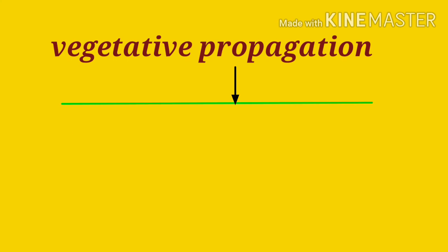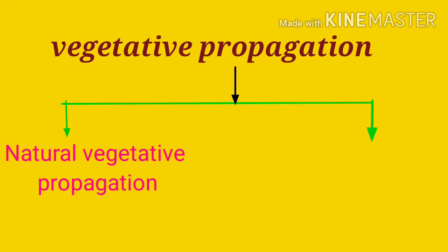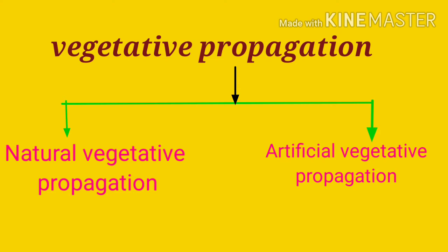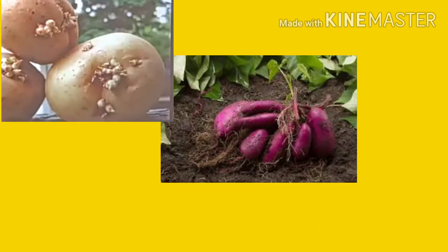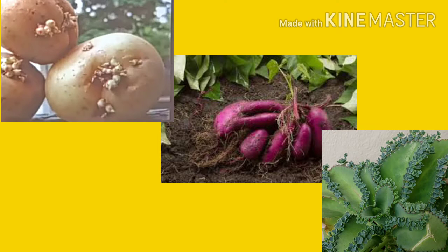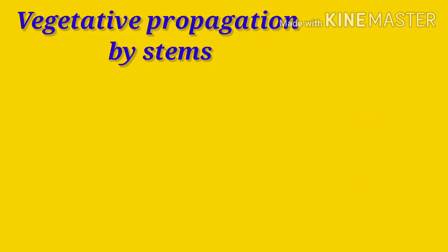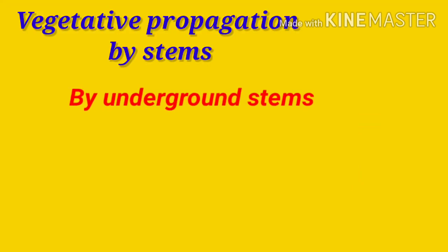Vegetative propagation is of two types, natural and artificial. So let us see the natural vegetative propagation. It takes place naturally by the stems, roots and leaves of the plant. Now let us see the vegetative propagation by stems. The first is by the underground stems.